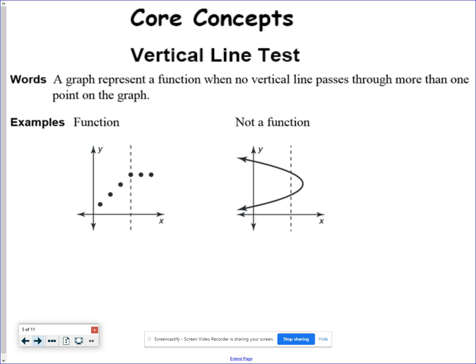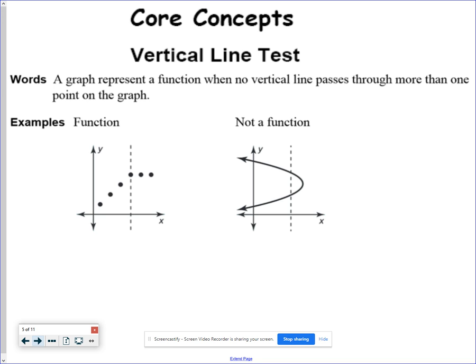So here's that nice fast way to look at a graph and know if it's a function or not. It's called the vertical line test, and we use this. I kind of already showed you this on that last graph that we looked at. If I can draw a vertical line anywhere on a graph and it hits something that I've graphed more than once, it's not a function.